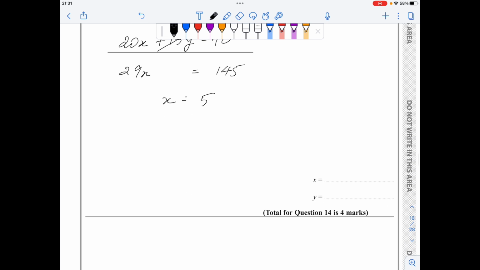And then I'll substitute into one of the equations. Let's substitute into the second one. So 4 times the x value I found plus 3y equals 14. So 3y comes out to be minus 6. So y is equal to minus 2. So 5 and minus 2 are the solutions of these simultaneous equations.